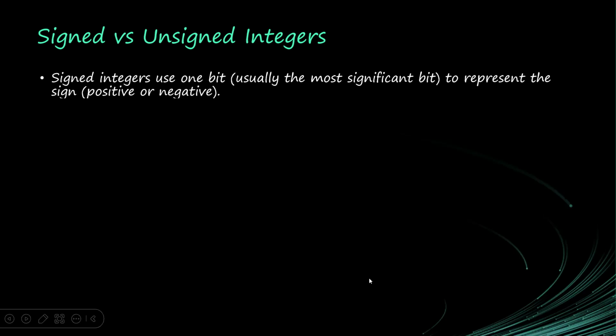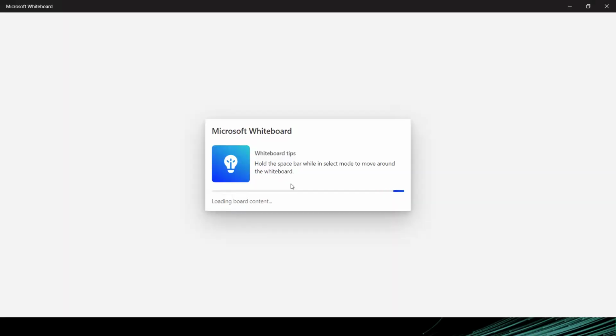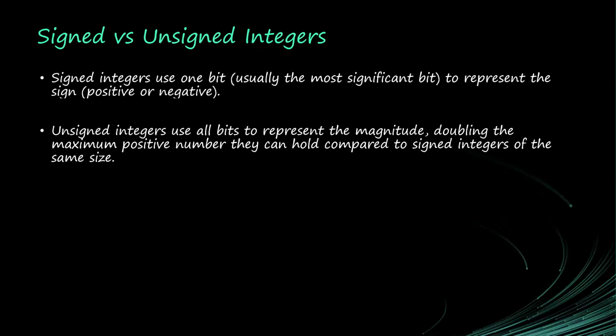Let me show you. Let me go to my board. I want to show you what we mean by the most significant bit and how we use it to represent the sign of that number. This is taking time to load, so I will have to leave it. Don't worry, when we get down to it, we will still talk about signed and unsigned integers later on.